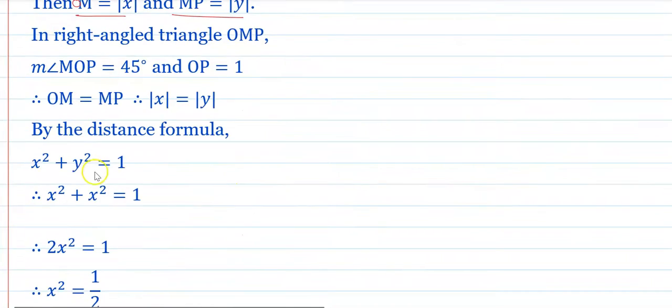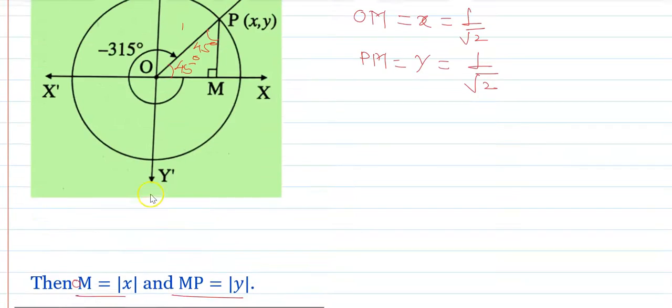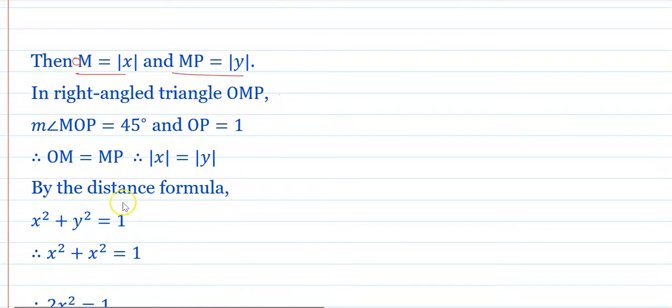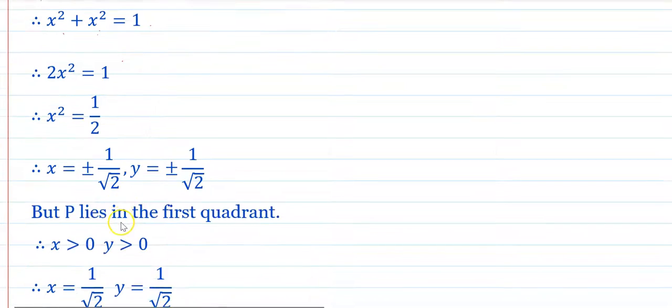With the help of this, in right angle triangle OMP, the measure of angle MOP is equal to 45, OP is equal to 1. By the distance formula, x square plus y square is 1. Y is equal to x, substituting, x square plus x square is equal to 1. 2x square is equal to 1, therefore x square is equal to 1 upon 2.